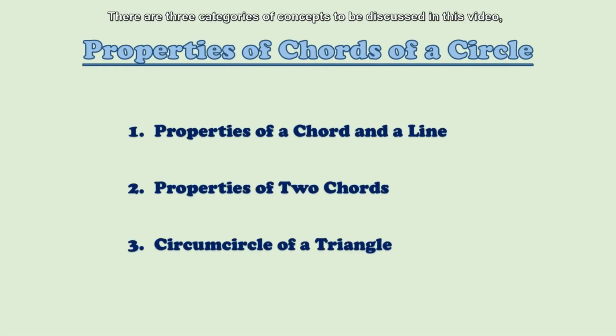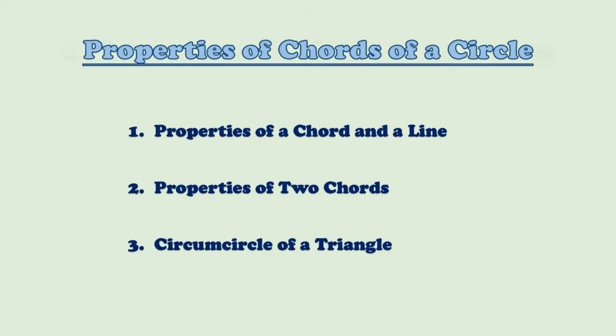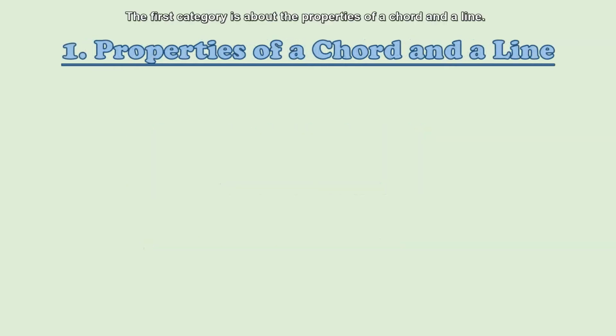In this section, I will talk about the properties of chords of a circle. There are three categories of concepts to be discussed in this video, and I will go over this one by one. The first category is about the properties of a chord and a line.